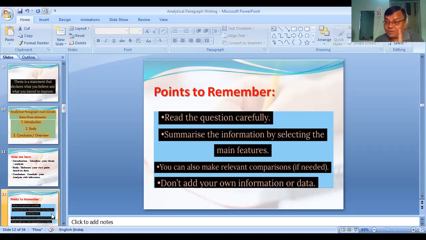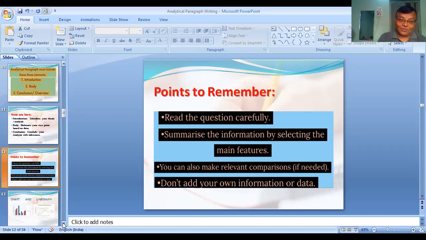Don't add your own information or data. That's very important. Be very specific. Be very impartial. The judgment should be impartial. Don't give your own opinion.